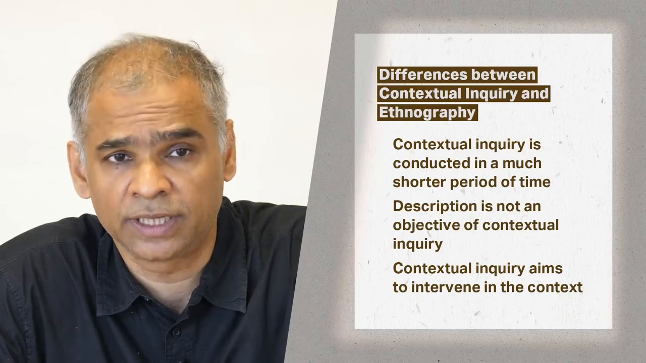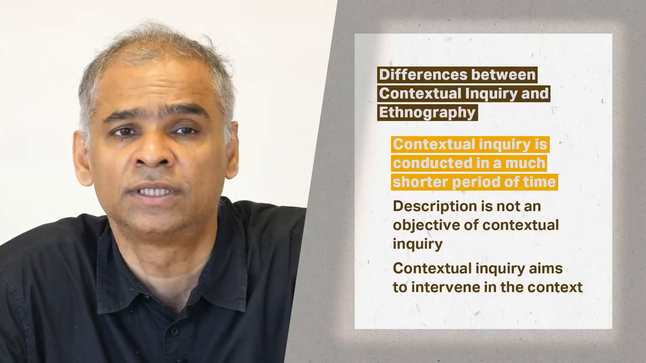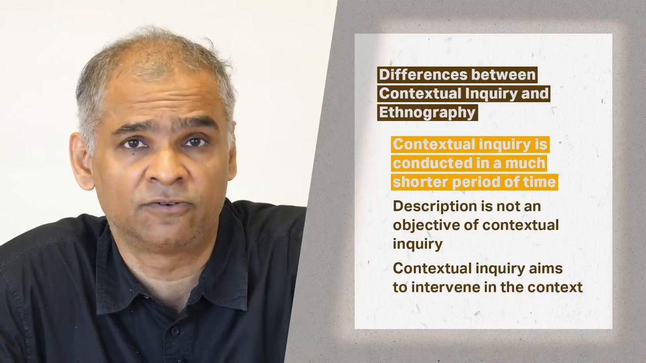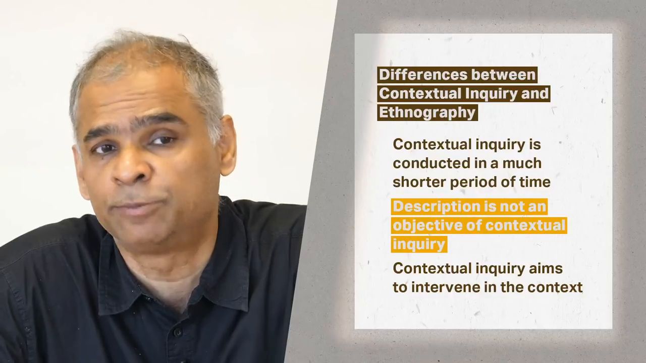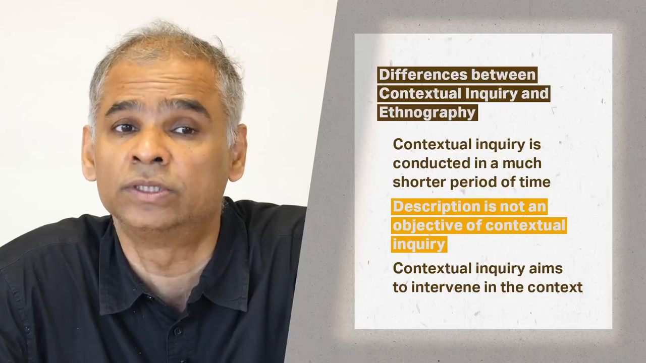Contextual inquiry is shorter in time. Ethnography typically has long involvement with users. Contextual inquiry is usually maybe 30 minutes, 40 minutes, that kind of short involvement with users. Ethnography has goals of description. Contextual inquiry derives methods from ethnography, but not the goals.